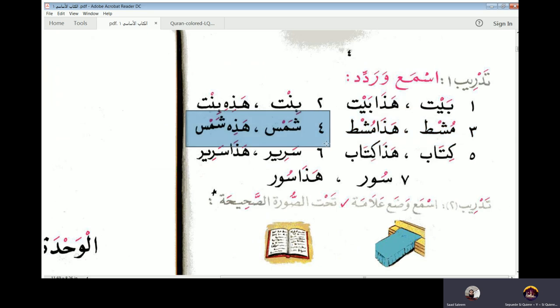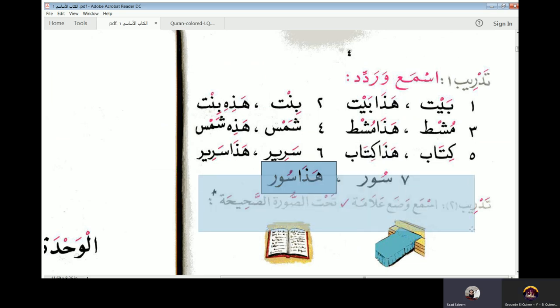Shamsun, a sun. Hadihi shamsun. This is a sun. Kitabun, a book. Hada kitabun. This is a book. Sarirun, a bed. Hada sarirun. This is a bed. Sarunun, a fence. Hada sarunun. This is a fence.